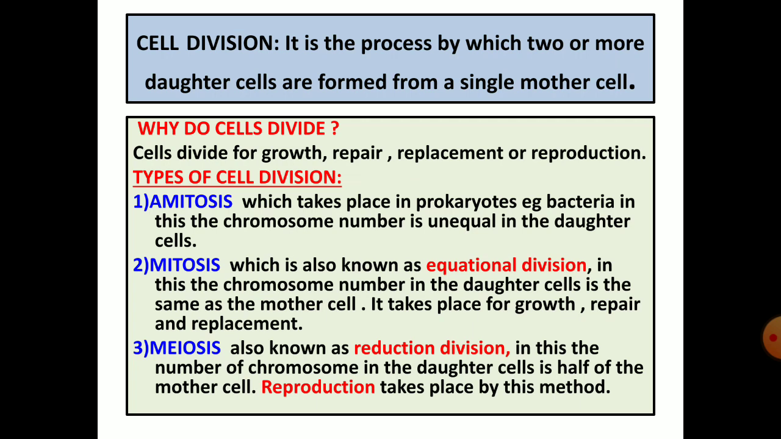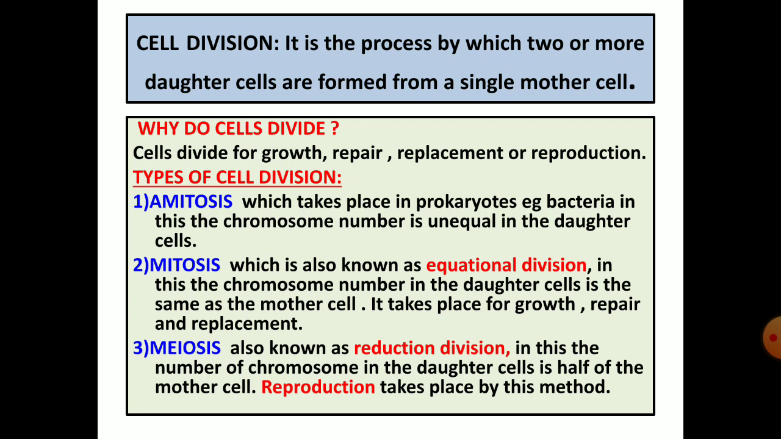Repair. Any type of damage to the body of an organism has to be repaired. It is also done with the help of cell division. Replacement. We know that RBCs have a lifetime of only 120 days, and after 120 days they are destroyed. They have to be replaced by new cells. And of course, reproduction. Cells divide to form the sperm and the ova, which lead to sexual reproduction.